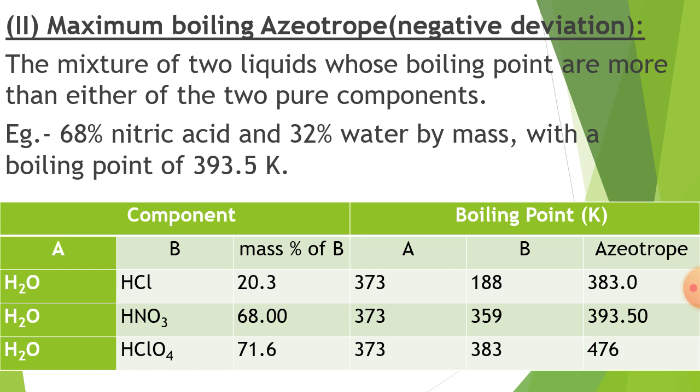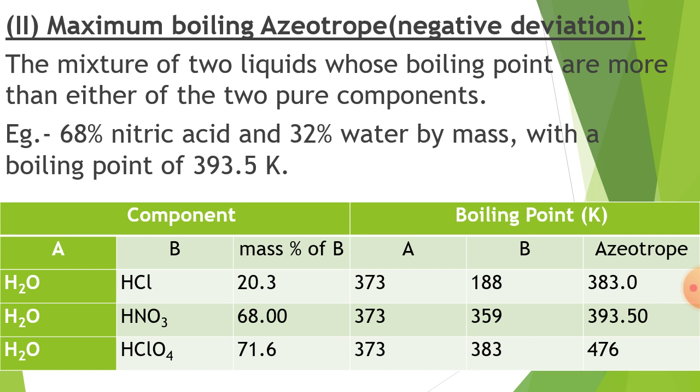Next, maximum boiling azeotropes, which are also known as negative deviation. The mixture of two liquids whose boiling points are more than either of the two pure components is known as maximum boiling azeotropes. One common example is 68% nitric acid and 32% water by mass with a boiling point of 393.5 Kelvin. Here 68% nitric acid means 68 gram of nitric acid in 32 gram of water.